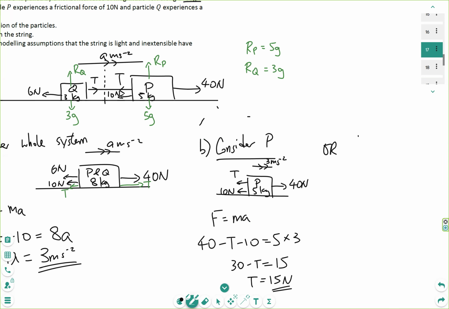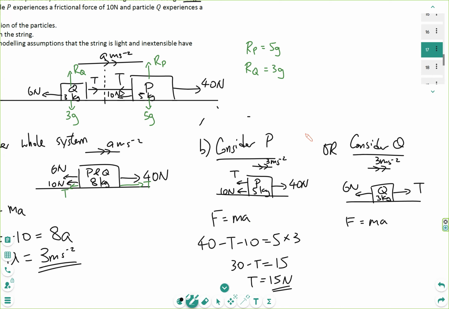Okay, what about if you consider Q? If you consider Q, it's the same thing, I'll show you. Same thing means the same value of T, but a different calculation, of course. So we've got Q with 3 kilogram. Pulling forward, we've got tension, and backwards, we've got 6 Newton. Using F equals ma, we know Q is also moving forward with 3 meters per second squared. Because we're moving to the right, it'll be the right force take away the left force equals the mass times acceleration. So T minus 6 equals 9, so T equals 15 Newton. So you can see, same answer, no matter which one you calculate.